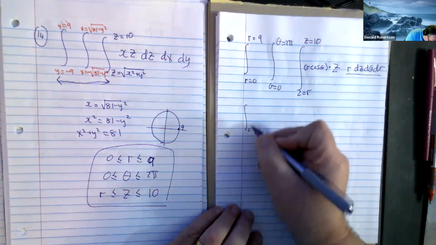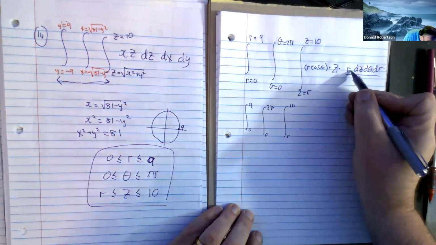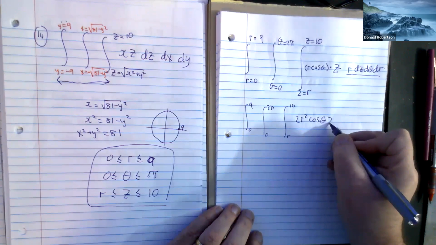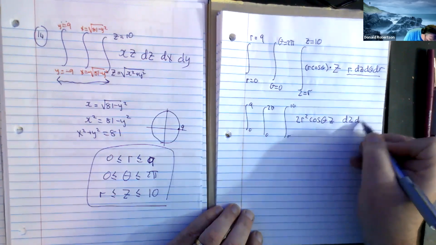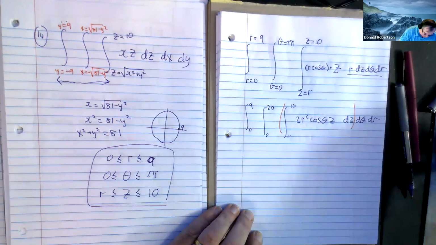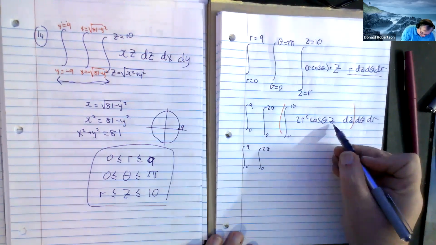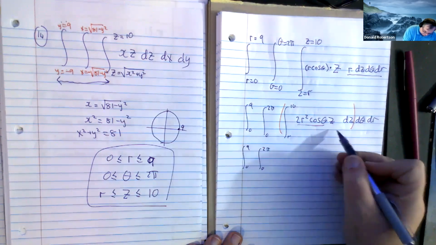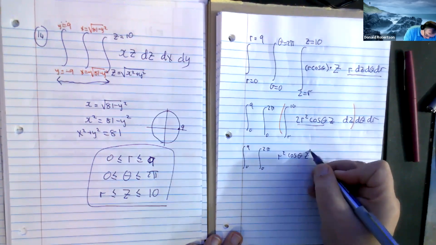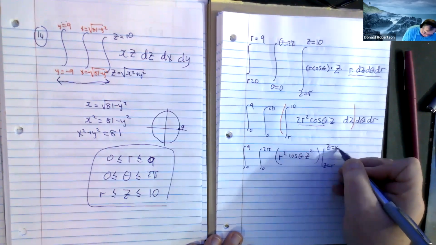So I'm now going to go 0 to 9, 0 to 2 pi, r to 10. I'm going to get 2r squared cosine theta z, dz, d theta, dr. Let's do this piece. Well, z's the only variable in town. All of this is just a constant. So add 1 to the power, divide by the new power, and you get that guy, evaluated from z equals r to z equals 10.